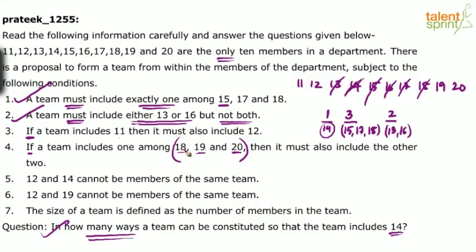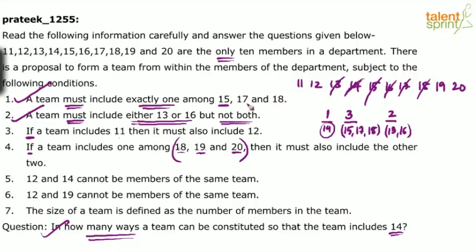So if 15 comes, then 18 will not come, and 19 and 20 will also not come. Because if 19 is chosen, then 18 should be chosen, but we know that 18 is not to be chosen because 15 has been chosen. I know this would sound a little complex, but if you understand the two points together, any one of 15 or 17 or 18 can come.